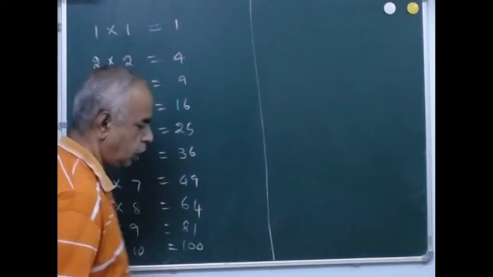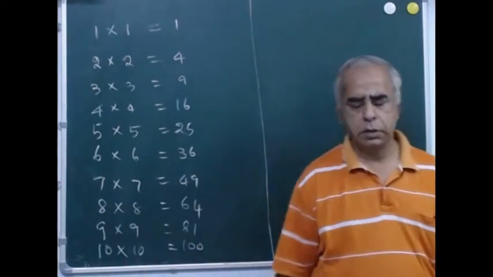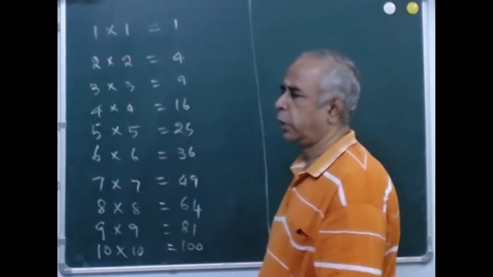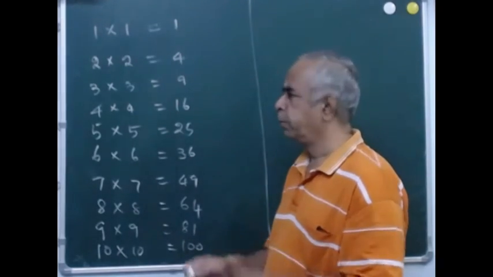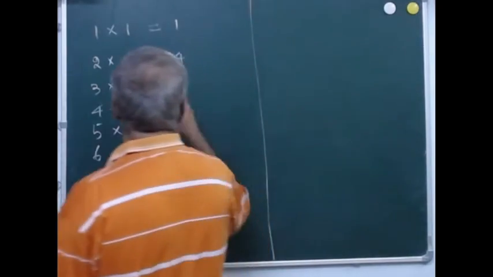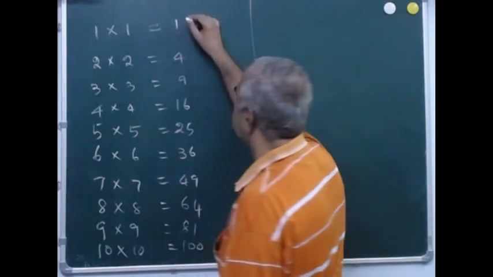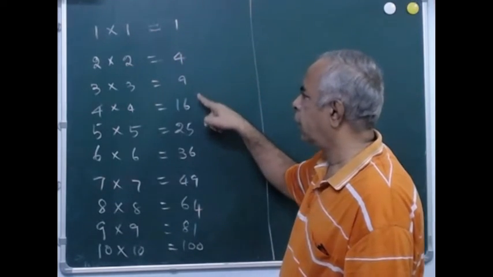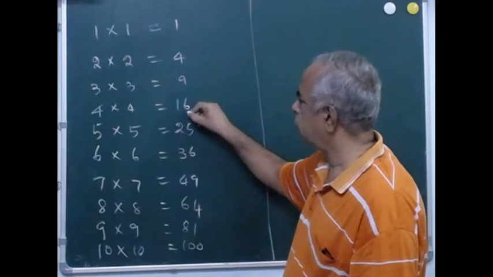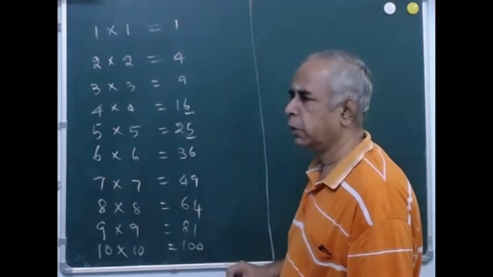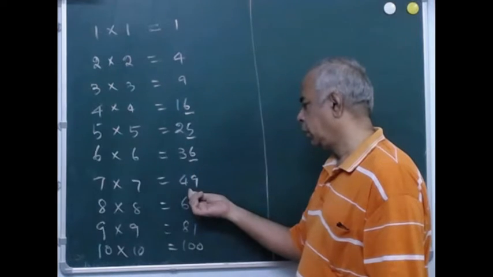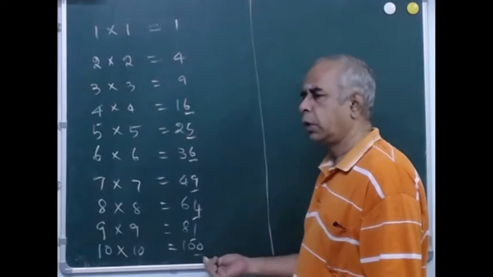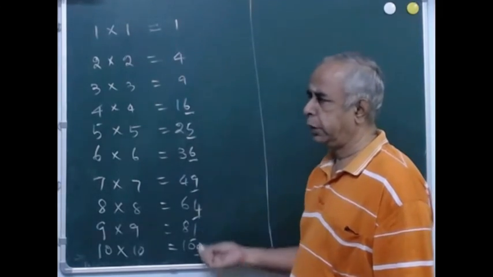Now, when you look at these numbers, the perfect squares, there is some pattern. For example, look at the unit digit. What is the unit digit of the first one? 1, 4, 9, then 6, then 5, here 6, here 9, here 4, here 1, here 0. You have to consider only the unit digit.